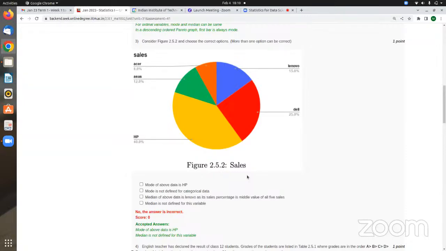So here, how can I arrange Acer, Asus, Lenovo, HP, and Dell in order? We cannot. That's why the median is not defined for this data. There is no order present in the variable, and hence the median is not defined.